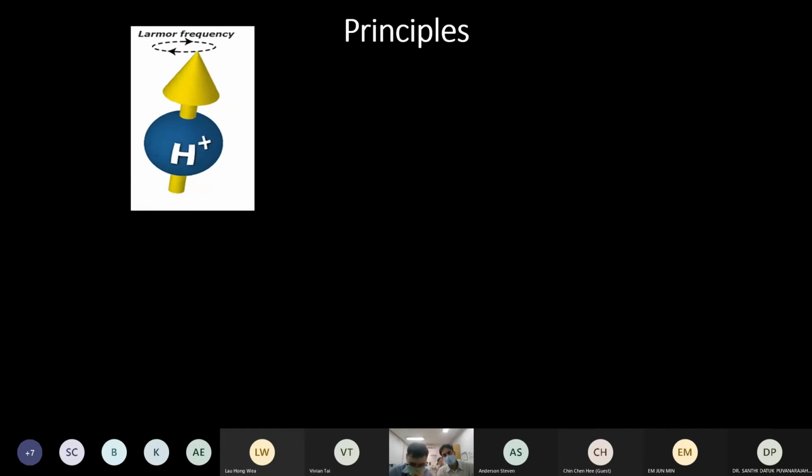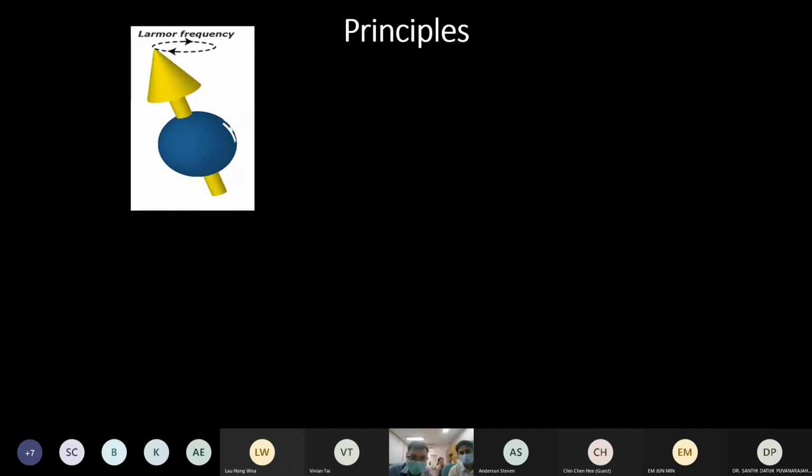So now I go to the 3 main principles of how MRI actually works. As you can see in the diagram here, this is the hydrogen atom oscillating at its own frequency, what we term the Larmor frequency. There is a formula to calculate the Larmor frequency, but we are not physicists. We are not into physics. So this is just nice to know.